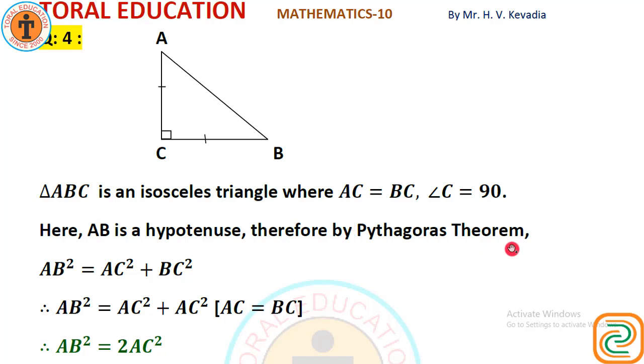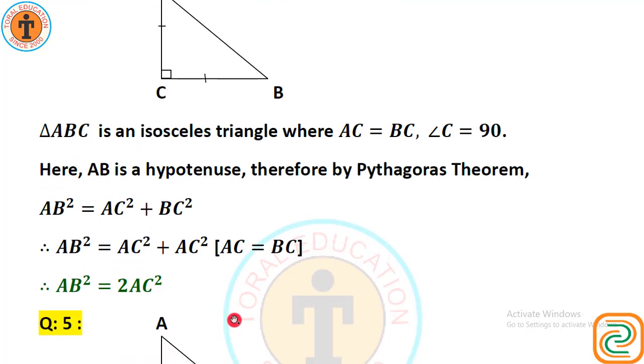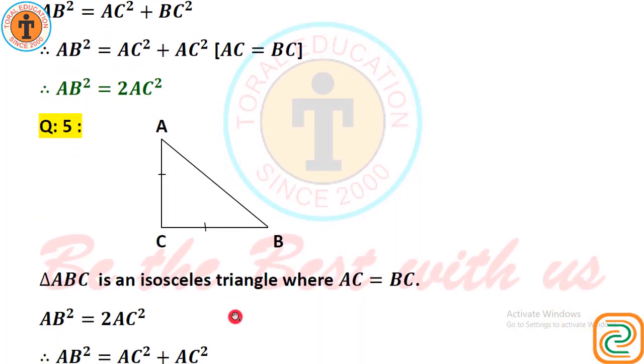Therefore, by Pythagoras theorem, AB square, hypotenuse square, equals AC square plus BC square. Right? So AB square equals AC square plus AC square, because AC equals BC. So we can take AC in place of BC. AC square plus AC square, that is 2AC square. Therefore AB square equals 2AC square. Question number 5.